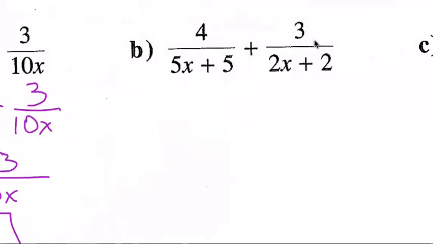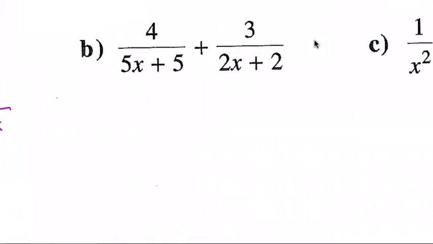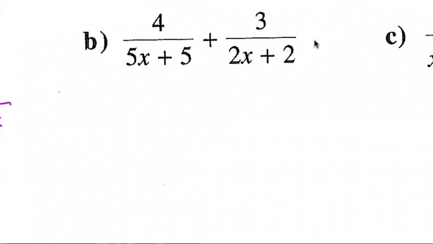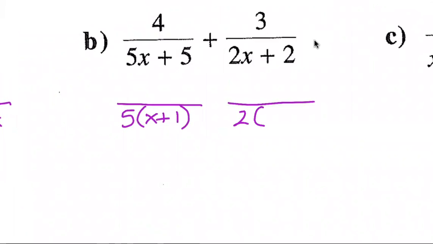So let's look at B. 4 over 5x plus 5, plus 3 over 2x plus 2. We look at our denominators and we want to factor those first. So I'm going to factor these. This is going to be 5 times x plus 1. This is going to be 2 times x plus 1. That's a 4, that's a plus, that's a 3.